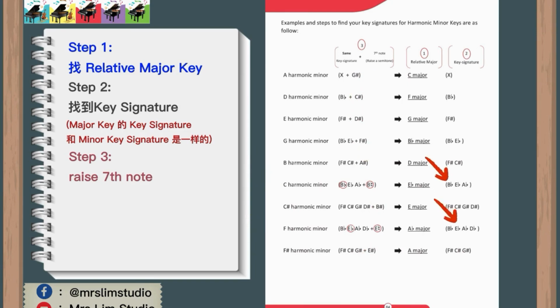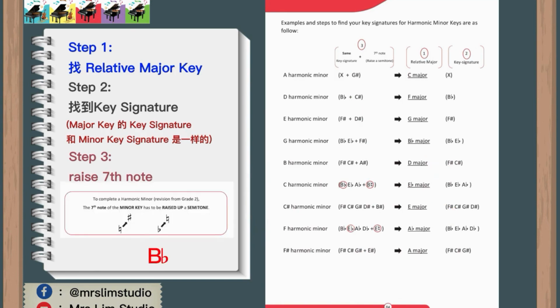We have mentioned this before. When B flat is raised, it becomes B natural. In F minor, the 7th note is E flat, and so when E flat is raised, it will become E natural.